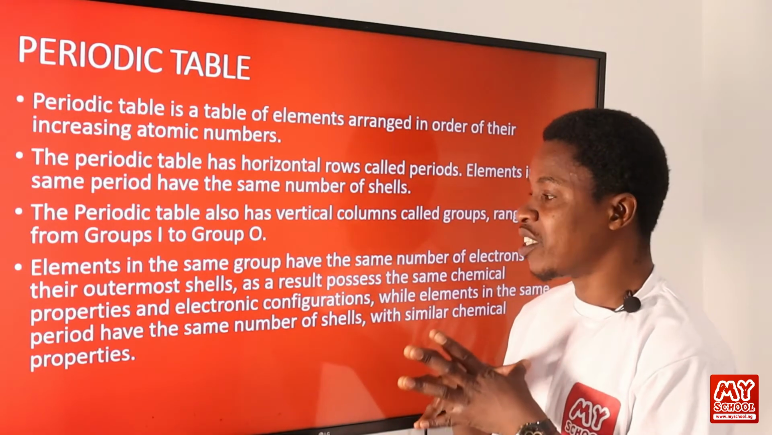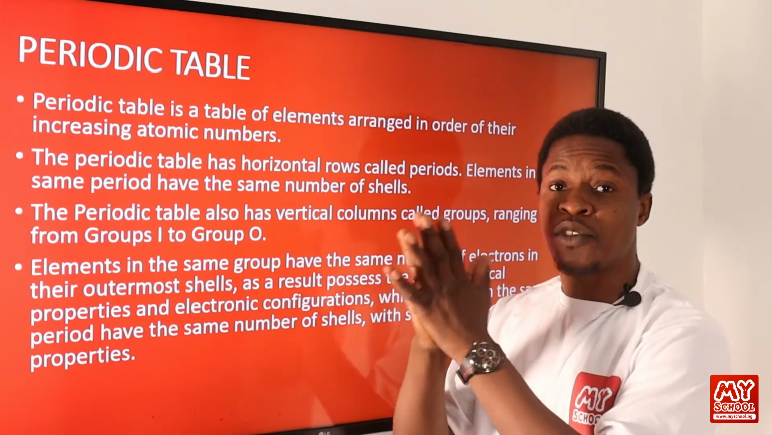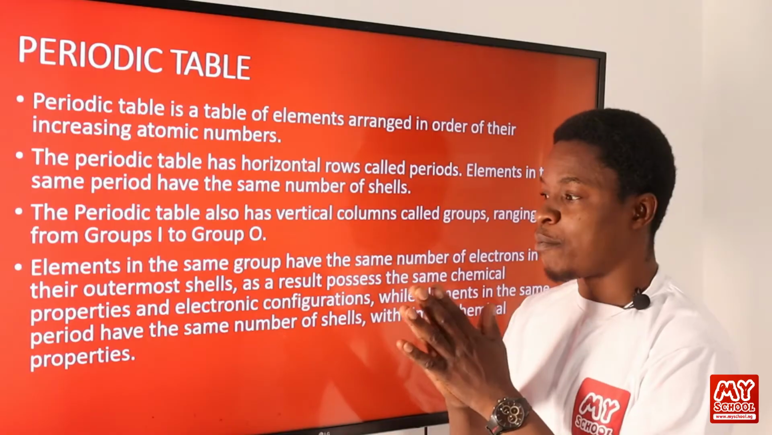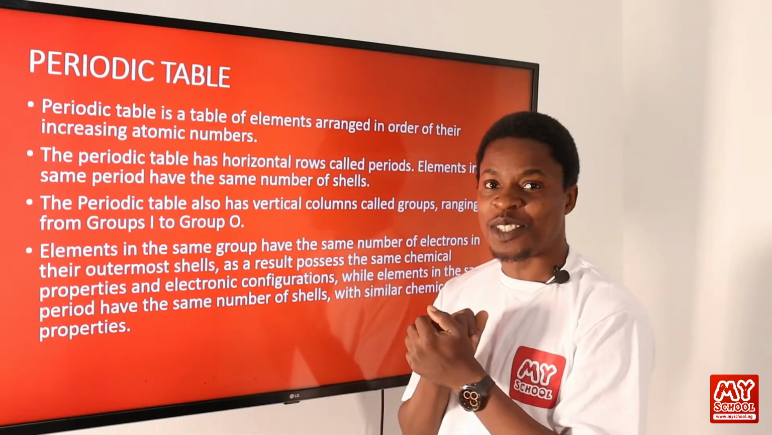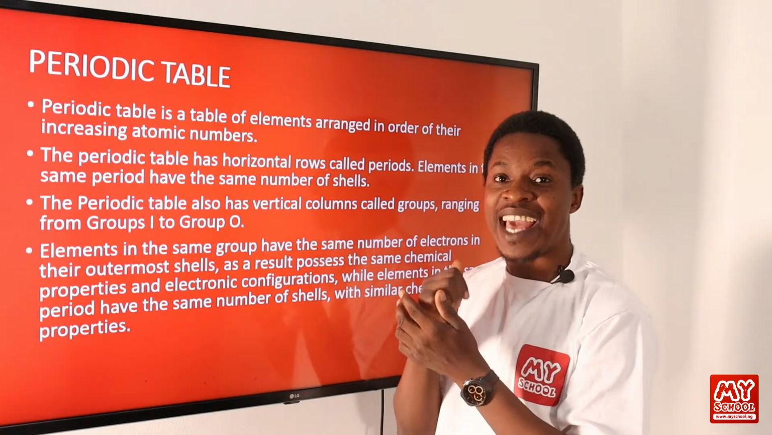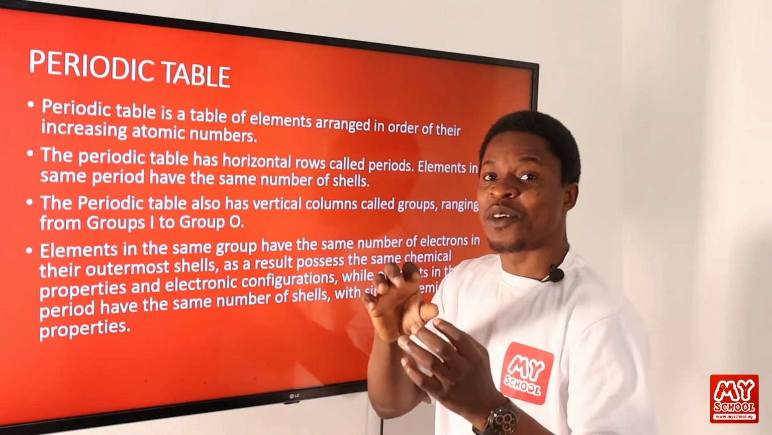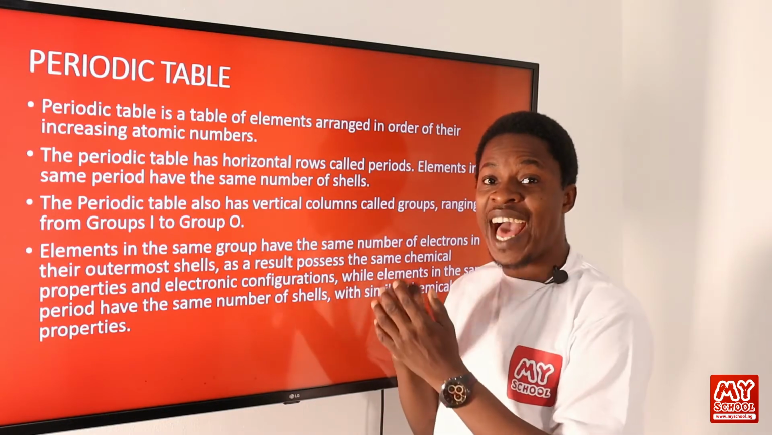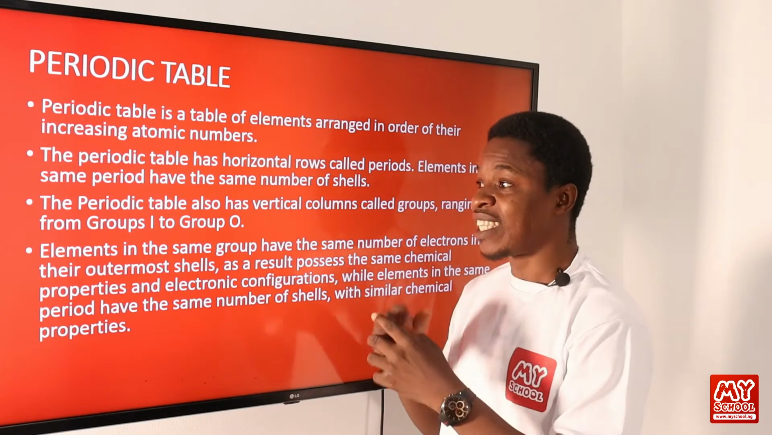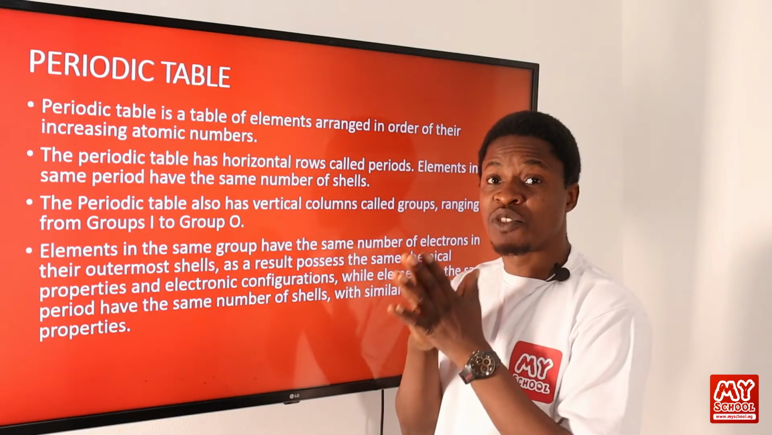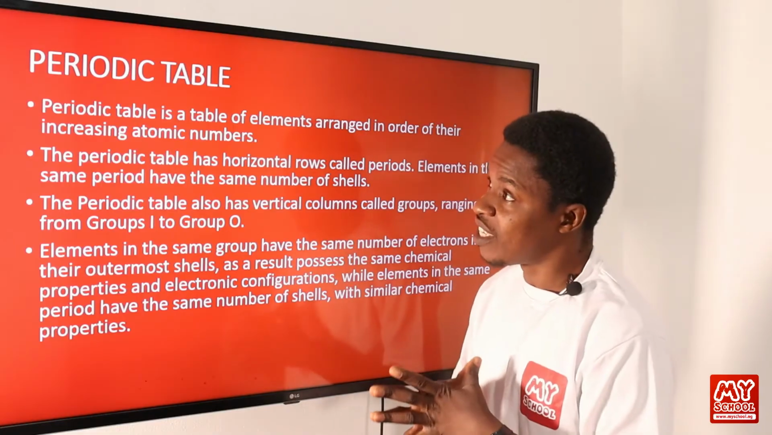In other words, what determines the basis for grouping elements in their groups and columns is their properties. They have similarities in the way they behave. Those placed in the same group have the same number of electrons in their outermost shell, while those placed in the same period have the same number of shells but a different number of electrons in their outermost shell. In such a manner, they behave similarly and have the same chemical properties. Let's move on to the next slide.